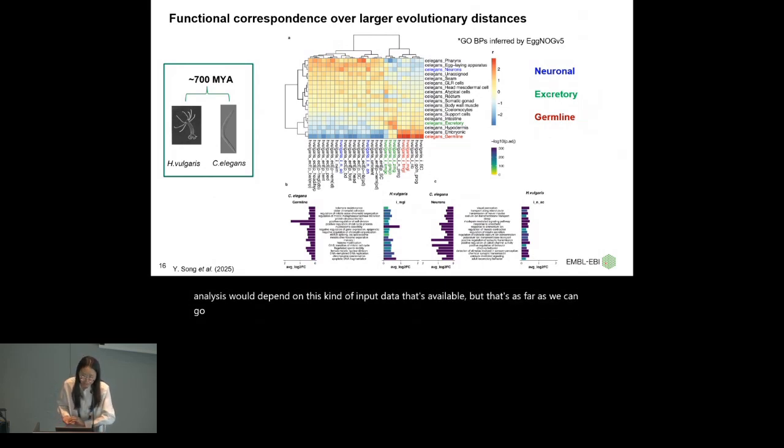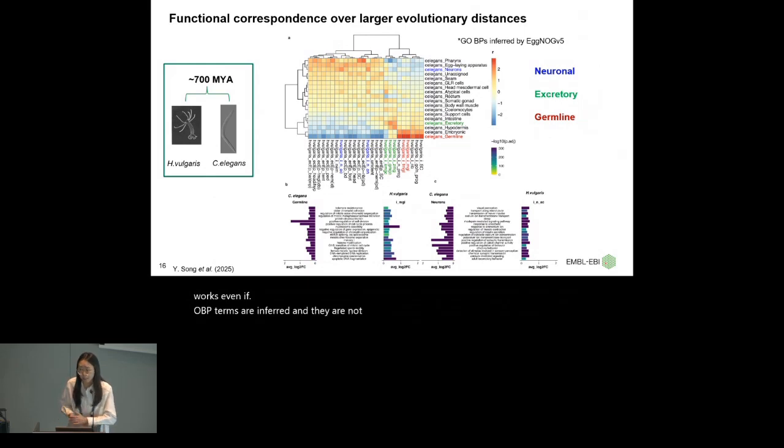But here, at least for this example, we are able to show that the method still works, even if the GO BP terms are inferred, and they're not necessarily with experimental evidence or curated. Thank you.